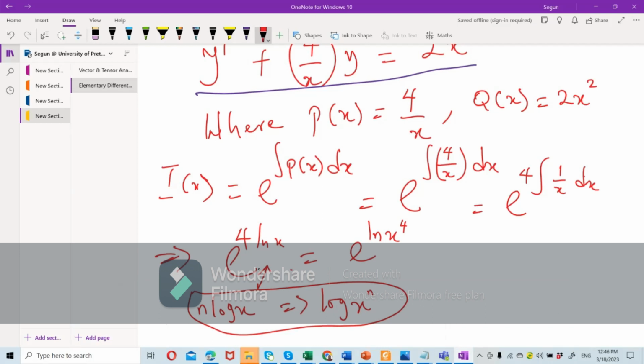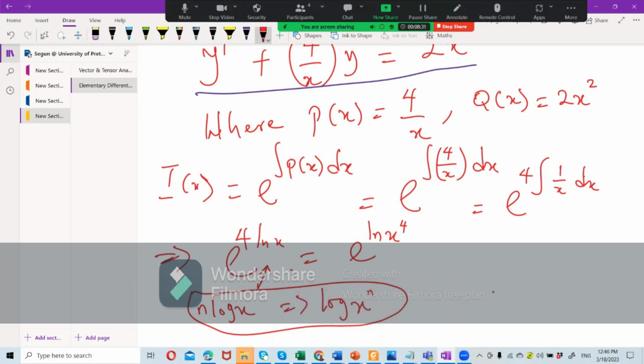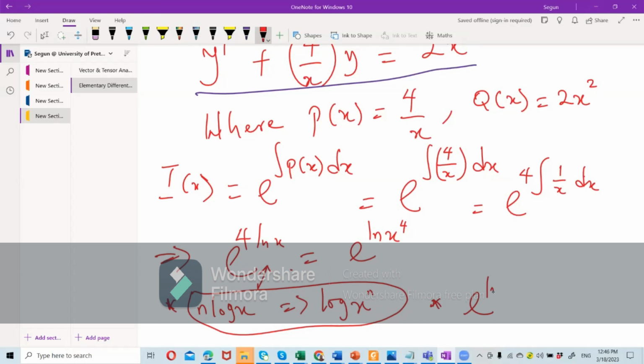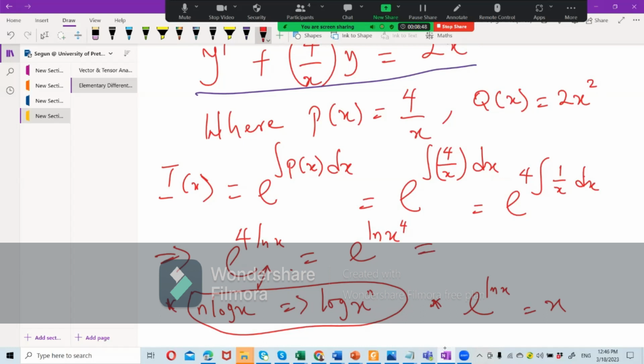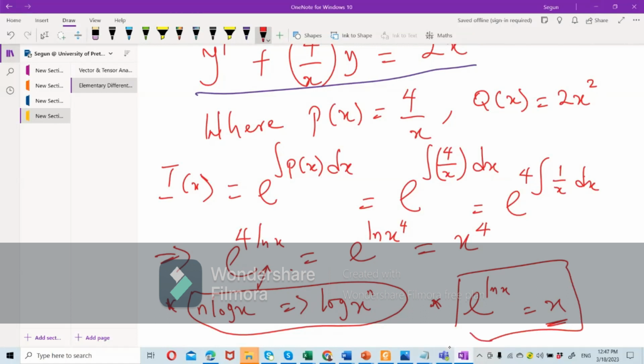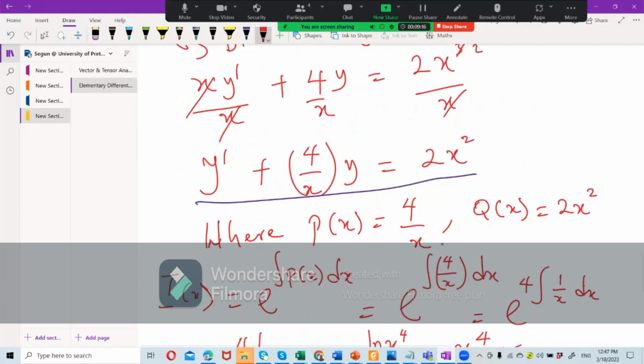And don't forget, exponential is the only one that can cancel the ln, and ln is the only one that can cancel the exponential. Another law says that exponential ln x is the same thing as x. So take note. In this case, since we have x raised to power 4, exponential will cancel the ln, and you have x to the power 4. That is our I of x, which we are working towards.